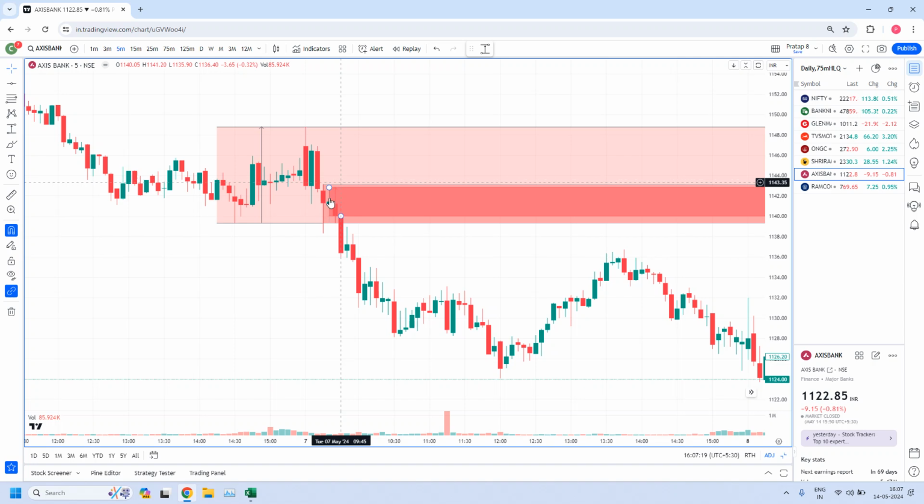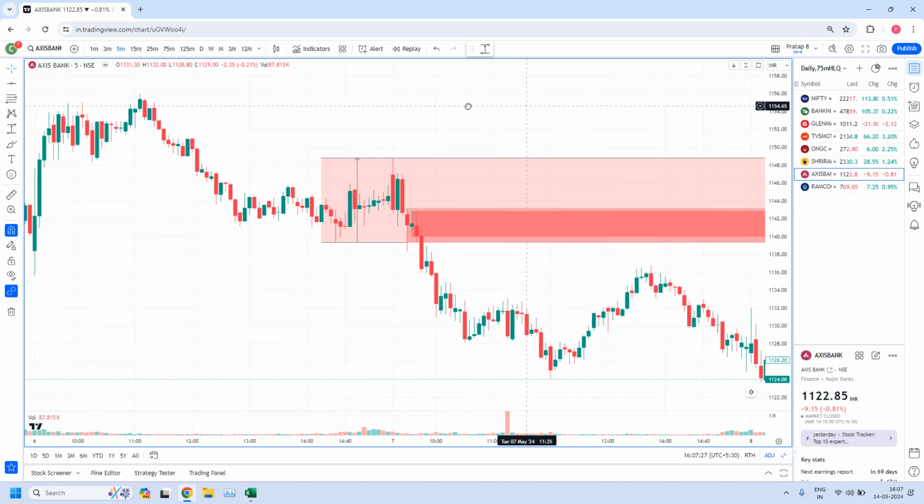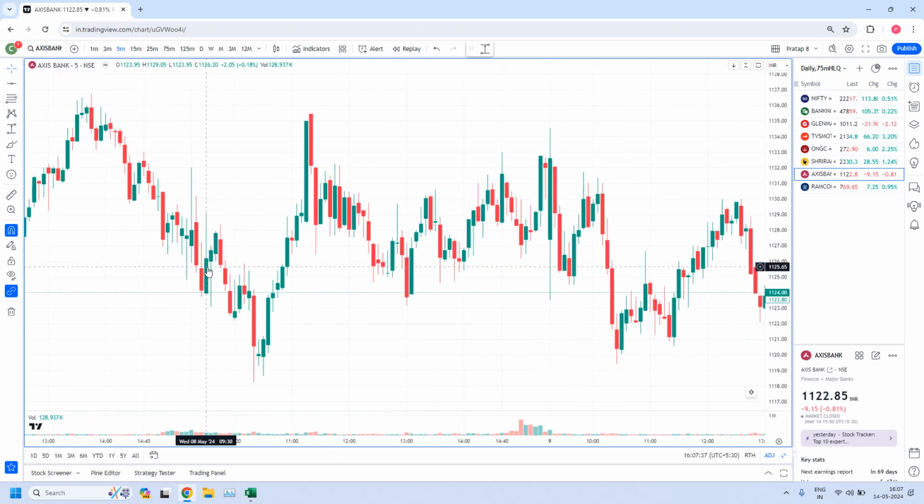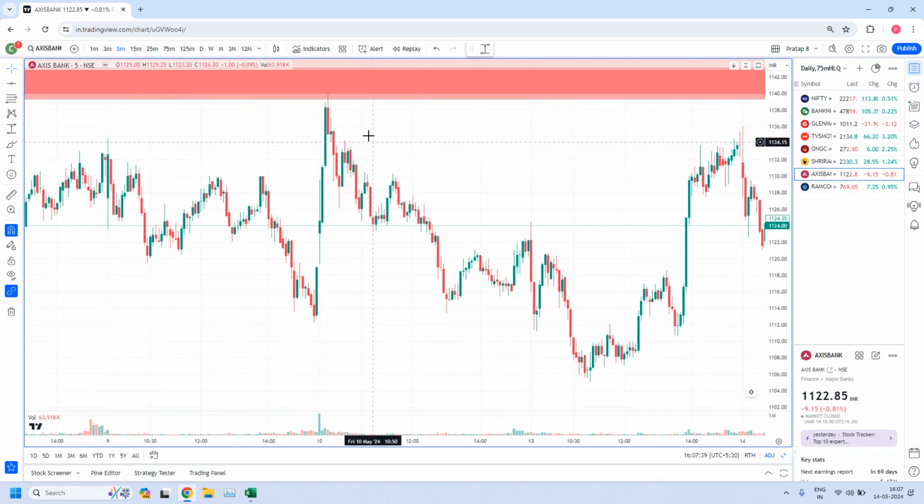Okay, now you have clarity. So this is the 5 minute zone, because I gave the same colors for both 15 minutes and 5 minutes. That's why both are mixed together. Okay. So this is the fine-tuned 5 minute zone, but this fine-tuned zone is already tested here.